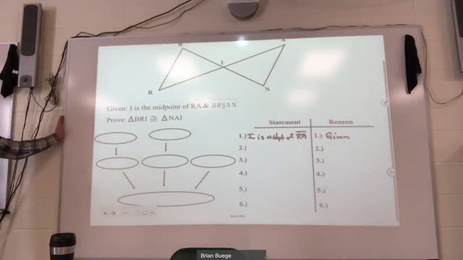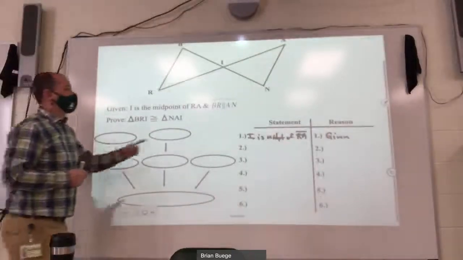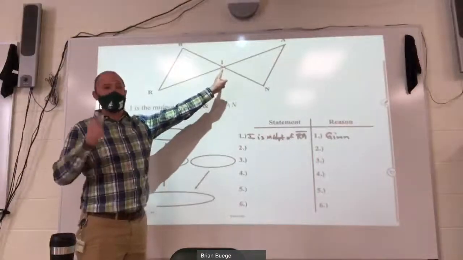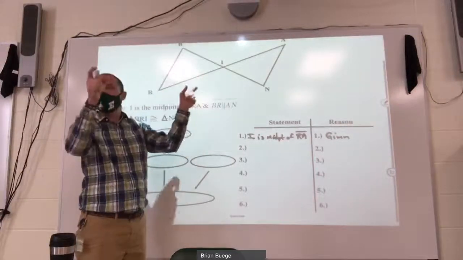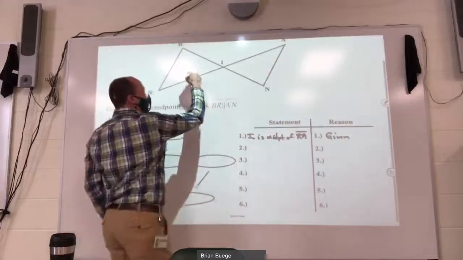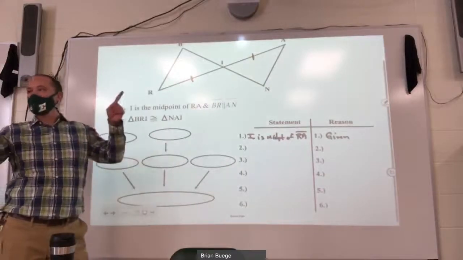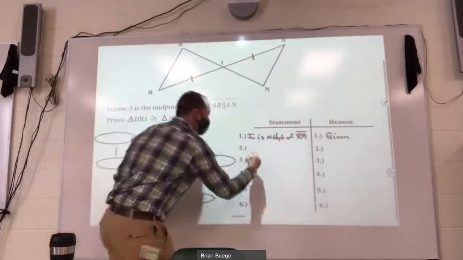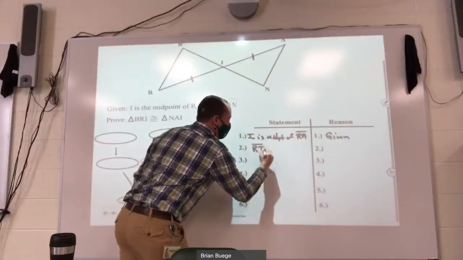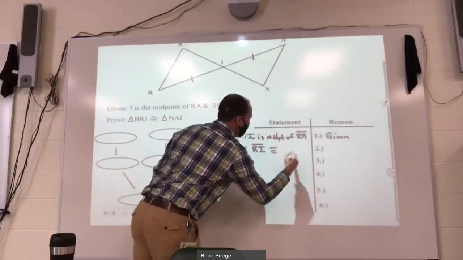Now, if you notice, I did not say anything about congruent sides, congruent angles. I don't have any of that. I just said it's the midpoint. But based on what we just talked about a little bit ago, therefore, what has to be true? Yep. If I is the midpoint, that means it cuts that segment into 2 equal parts. So RI is going to be congruent to IA, or AI. As long as you got the 2 letters, it doesn't matter which order they're in. So segment RI is congruent to segment, we'll say AI.